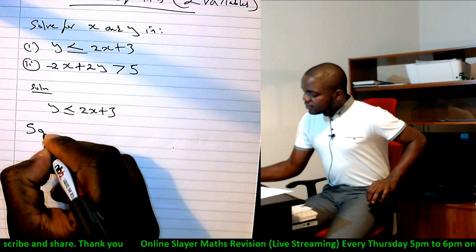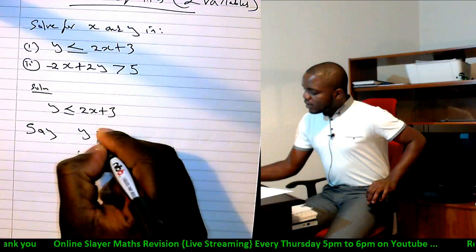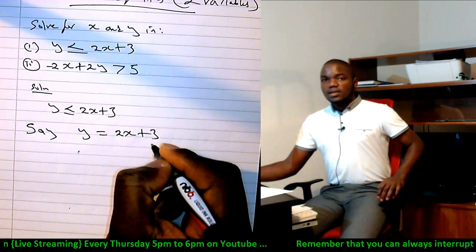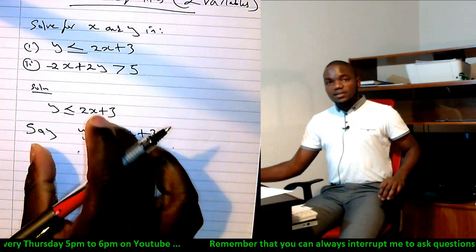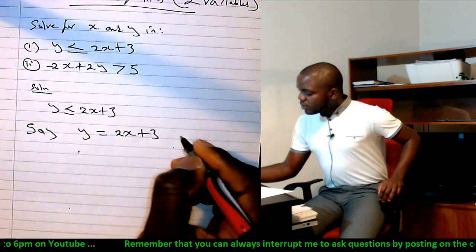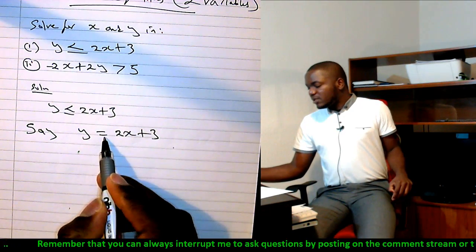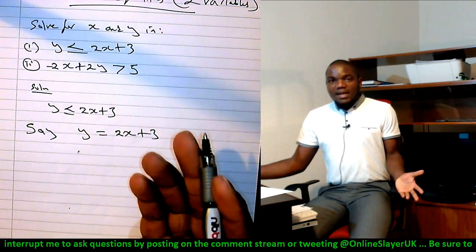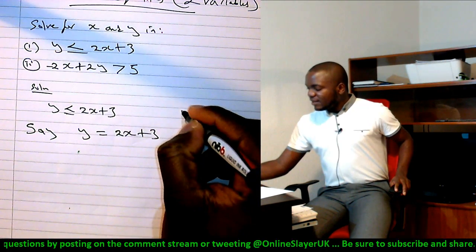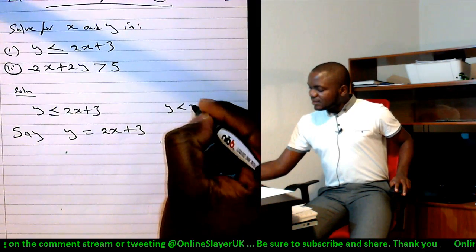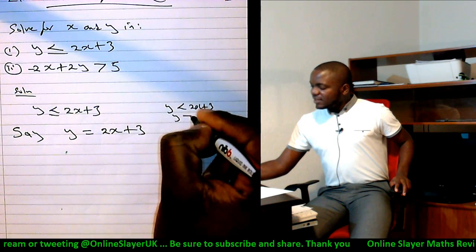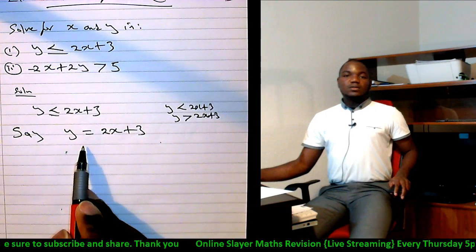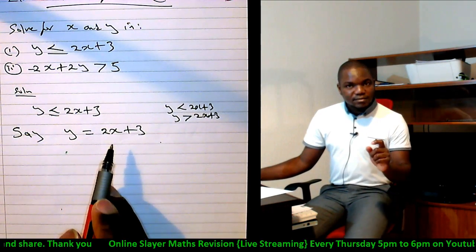To solve this, we say y equals 2x plus 3, just so that we can get the line that this is trying to tell us about. Now, we're not using the word equal to here because of this equality sign. It's just to know what graph this might look like. So even if we had this kind of problem, y is less than 2x plus 3, or y is greater than 2x plus 3, we're still going to start by saying that y equals 2x plus 3. We just want to see the line.